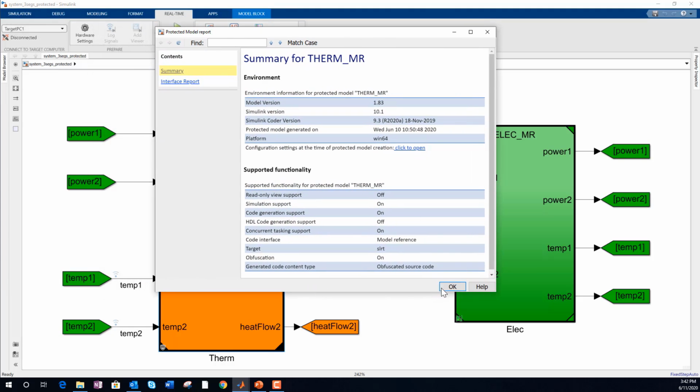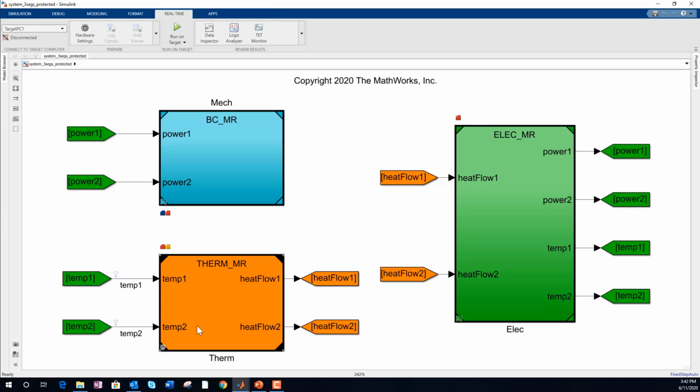So here we have the report. This is what you will see when you double-click, and it gives you some of the attributes, like the selections you made for the supported functionality of the protected model build. You can now run this system model as you would any model, but note that you won't have access to any internal measurements that you may have defined in the unprotected model.